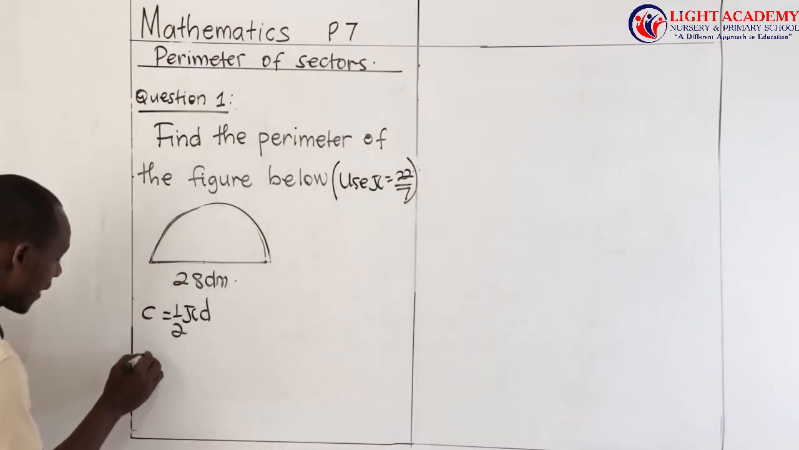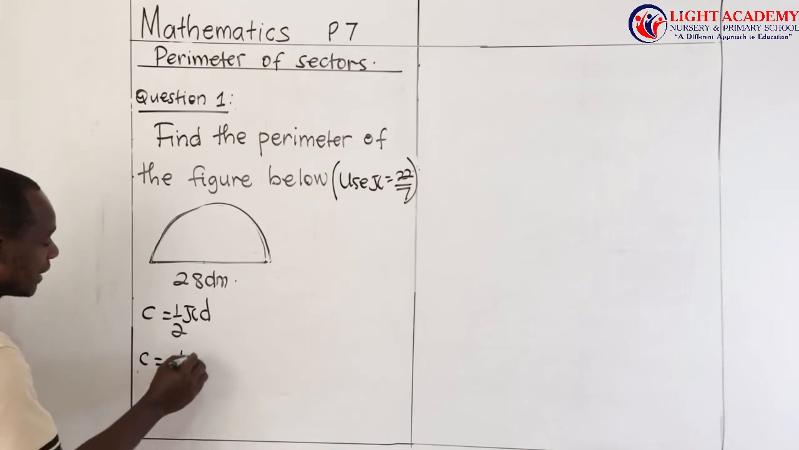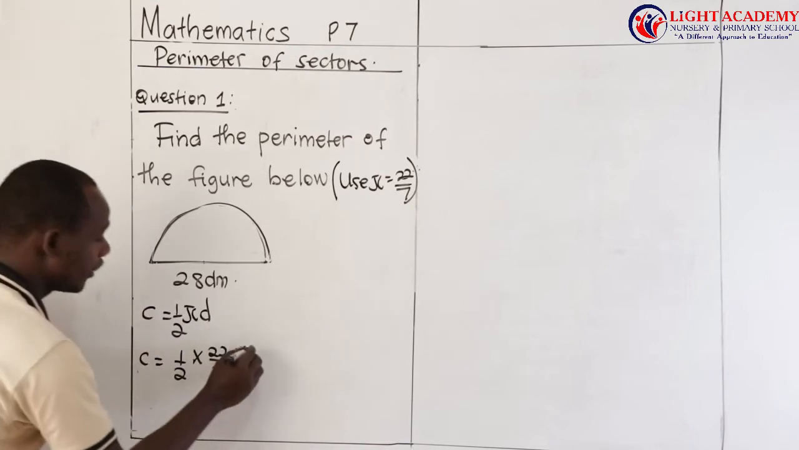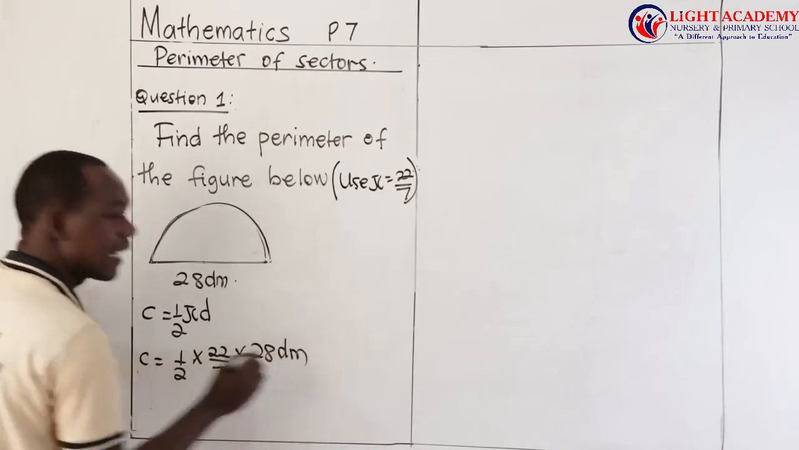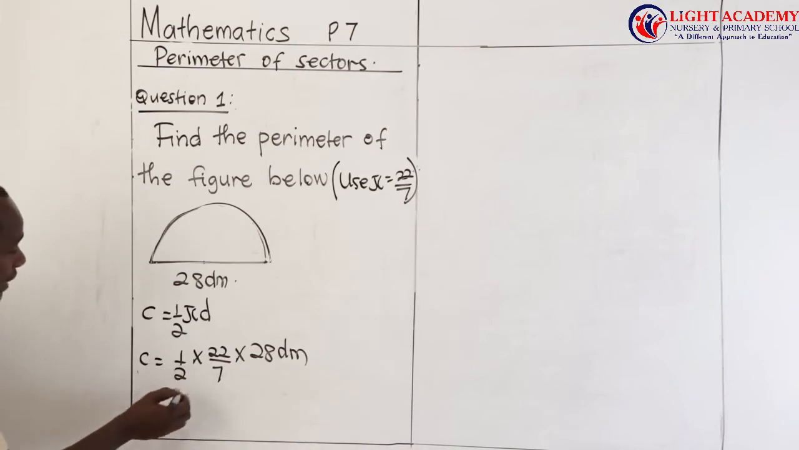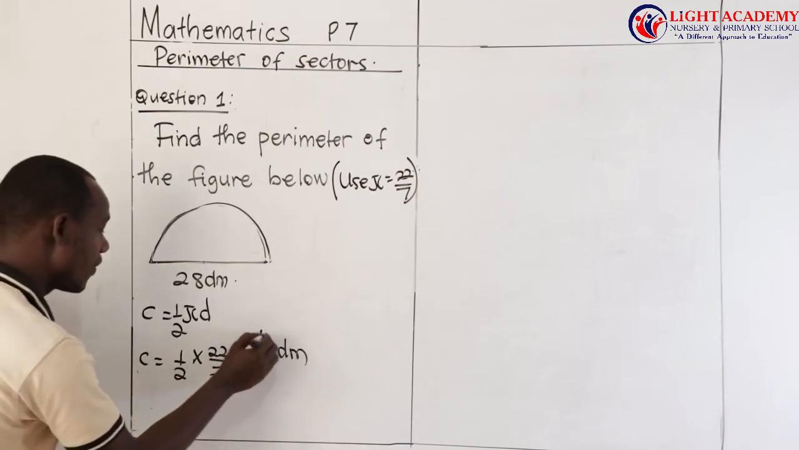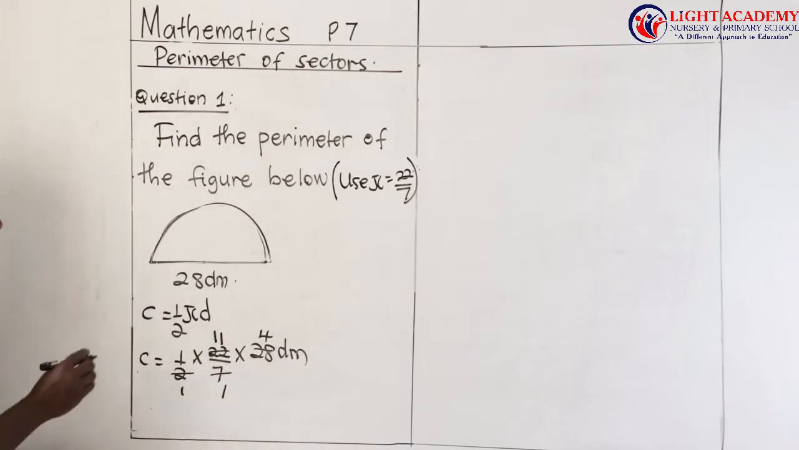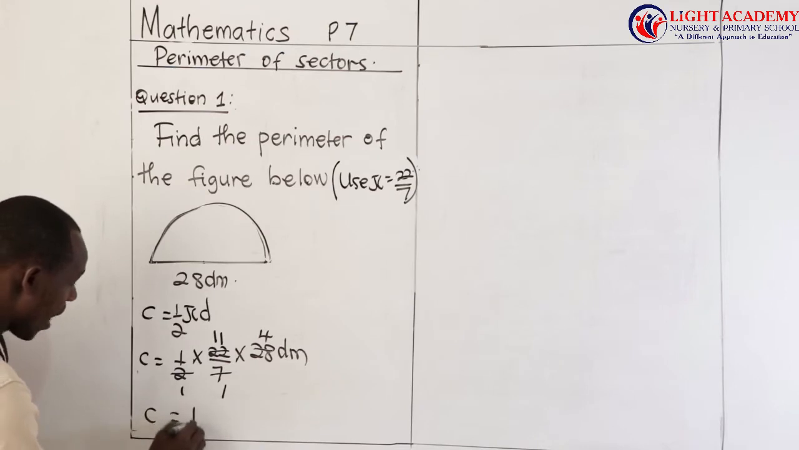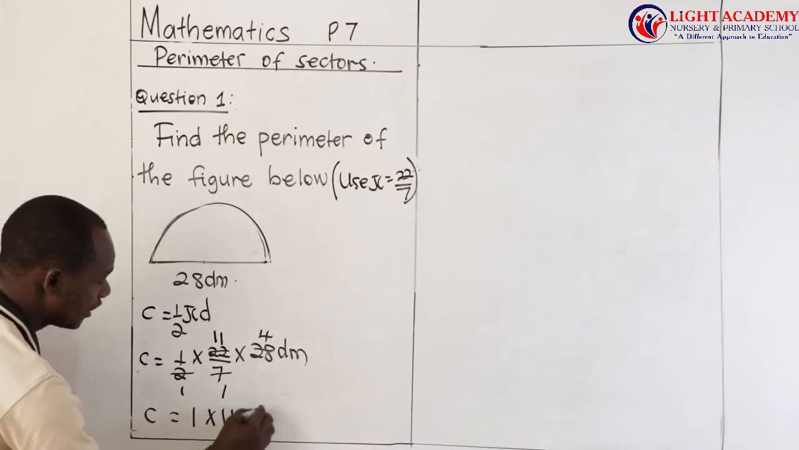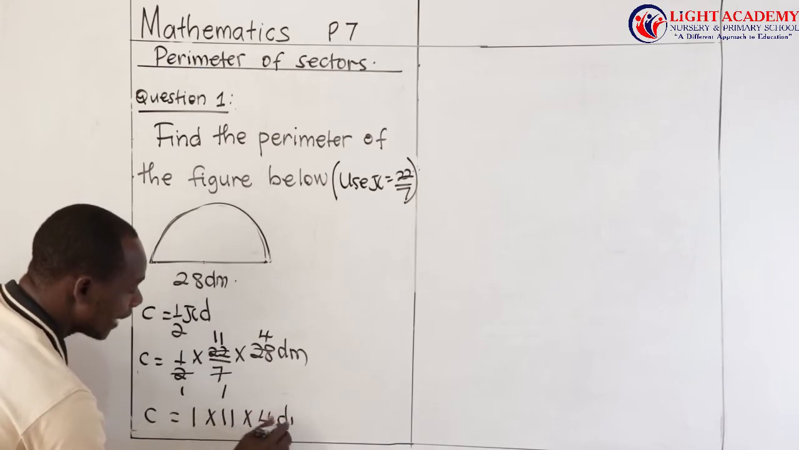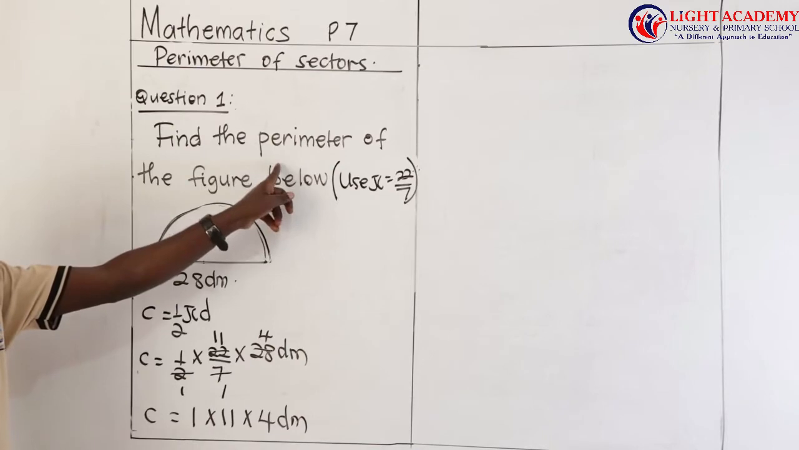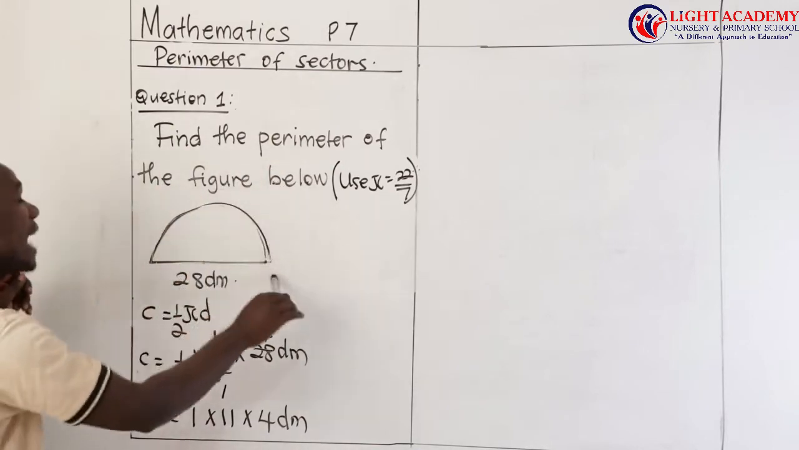So our circumference will be equal to a half times the value of pi, which is 22 over 7, times the diameter, which is 28 decimeters. If I reduce this, 7 into 7 is 1, 7 into 28 is 4 decimeters. 2 into 2 is 1, 2 into 4 is 2, so we get 1 times 11 times 4 times 4 decimeters. Remember, we are still working on circumference, not perimeter. We are only getting the distance of the curved surface.